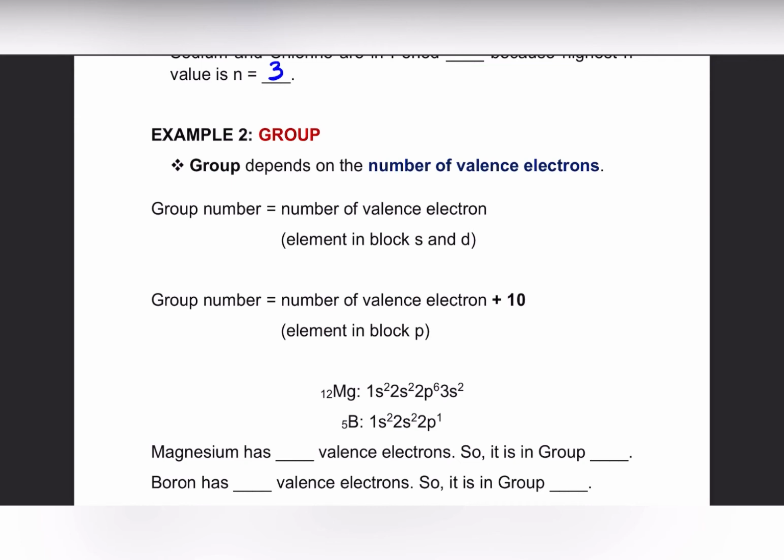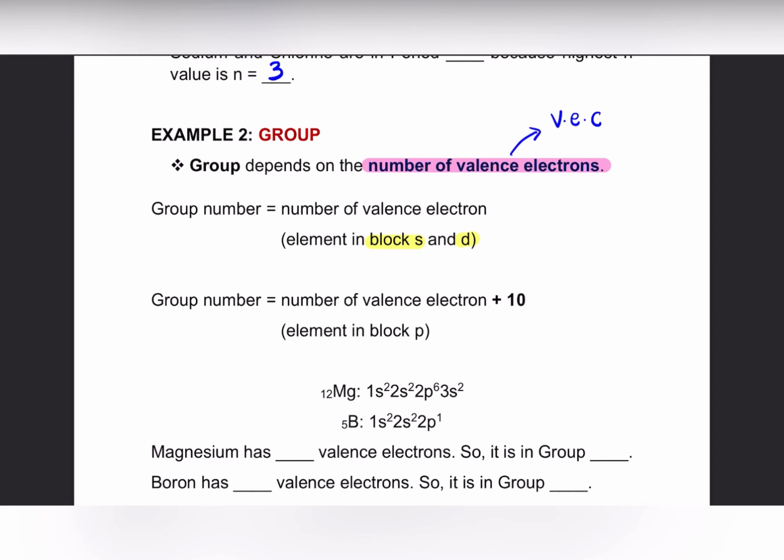So, as I mentioned also from before, group depends on the number of valence electrons. So, number of valence electrons ini bergantung kepada VEC awak. Okay, VEC. Valence Electronic Configuration. So, nak tak nak, awak mesti master buat electronic configuration dengan pantas. Okay, as you know, group number adalah sama dengan number of valence electron. Tapi ini hanya applicable untuk elemen daripada blok S dan blok D.